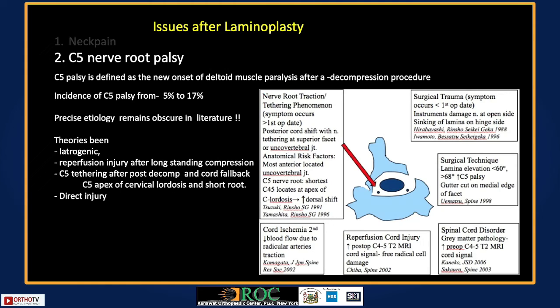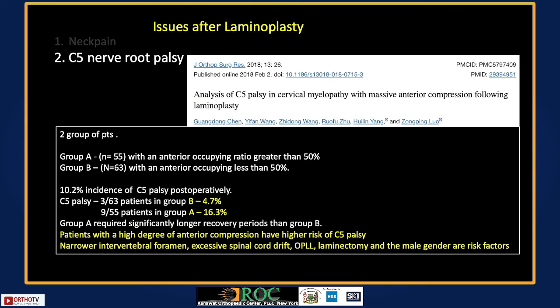Also, there's no clear-cut definition of C5 palsy in the literature. Some studies say that it could be motor deficit, some combine it with biceps deficit, some combine it with sensory involvement. So there's a lot of confusion in the literature regarding the C5 root palsy.